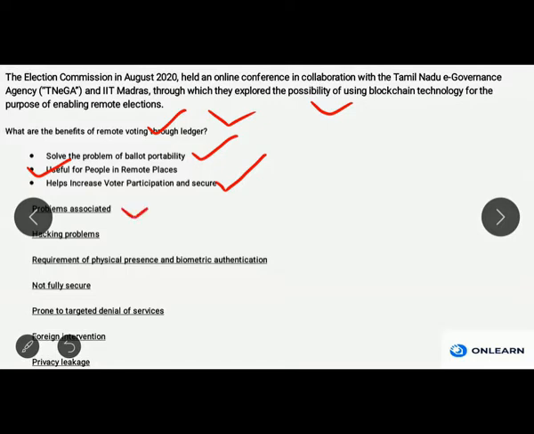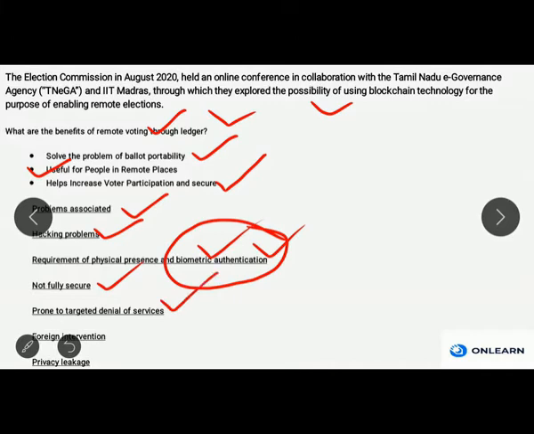But what are the problems associated? Even though blockchain technology is considered tamper proof, people say that there can still be hacking problems. It can be hacked. Then the requirement of physical presence and biometric authentication is another problem. In order to operate this, a person needs to provide biometric authentication. In that case, the biometric authentication can be tampered with, and that will affect the electronic voting method. And also it is not fully secure. That is another argument against it.